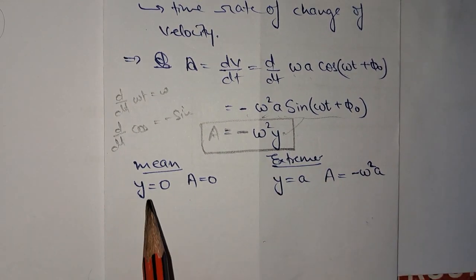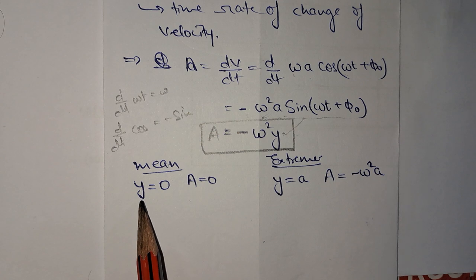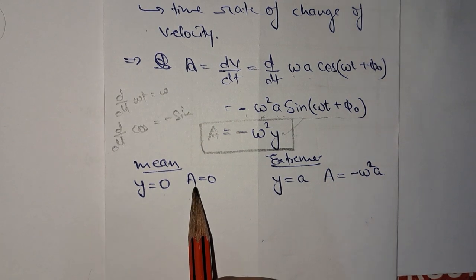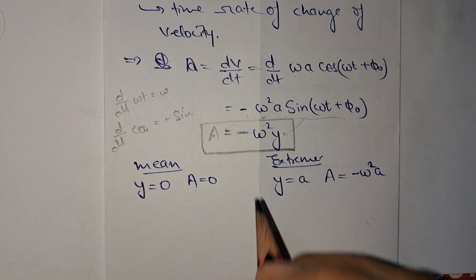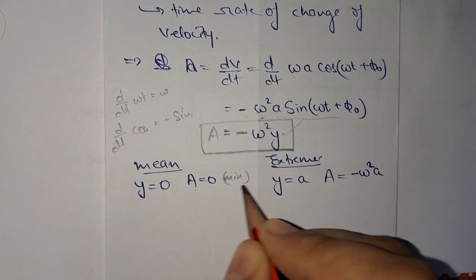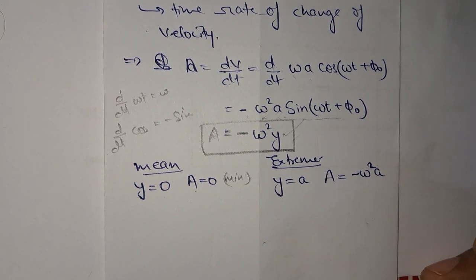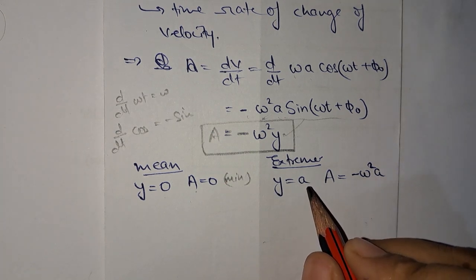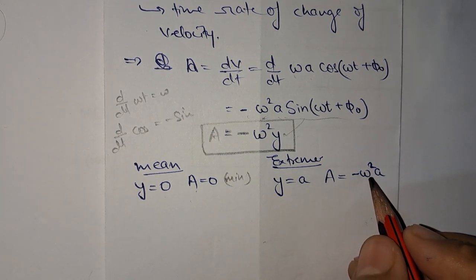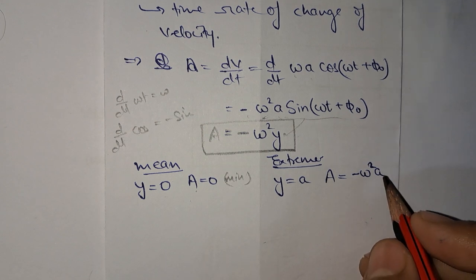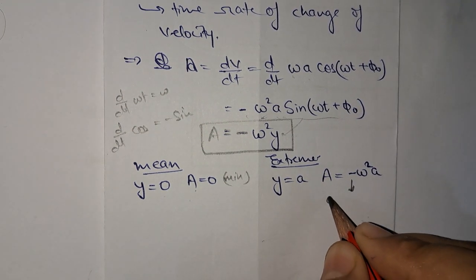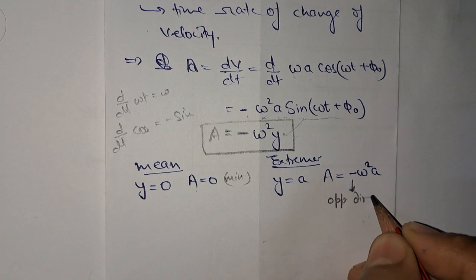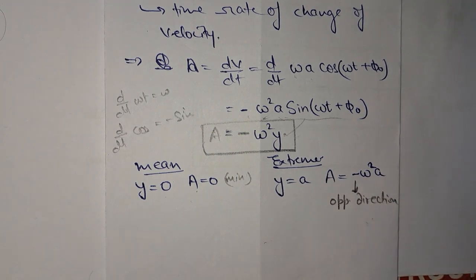So at mean position, what is the value? At mean position y is equals to 0, hence acceleration at mean position will be 0, means minimum. And at extreme position y is equals to a, so acceleration is always minus omega square into a. Why this minus? Opposite direction, this acceleration does work.